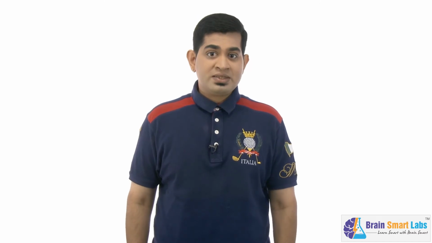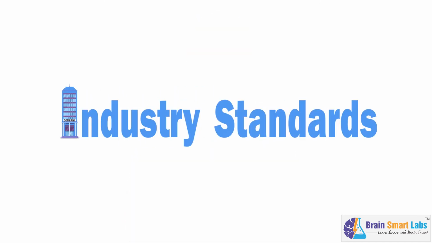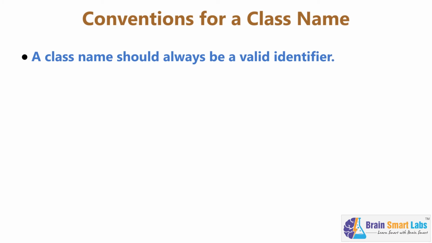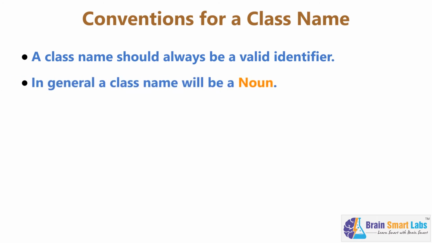After seeing this definition of a class template and encapsulation in OOPS, now it is time to see industry standard conventions for naming a class. The following are the industry standard conventions for naming a class. Number 1. A class name in Java should always be a valid identifier. Number 2. In general, a class name given by a programmer should always be a noun.